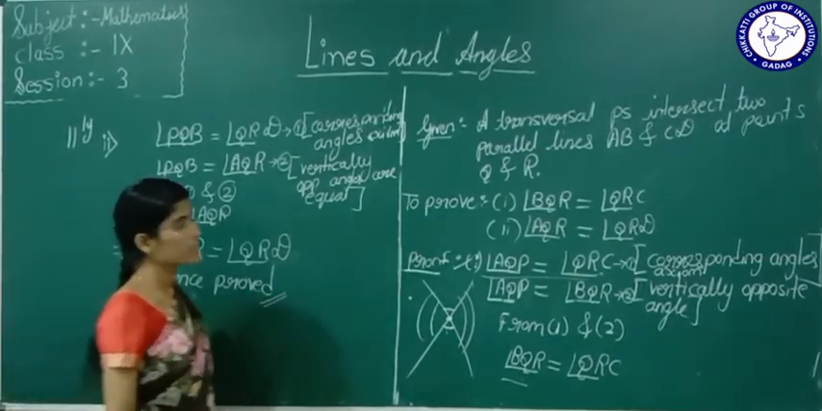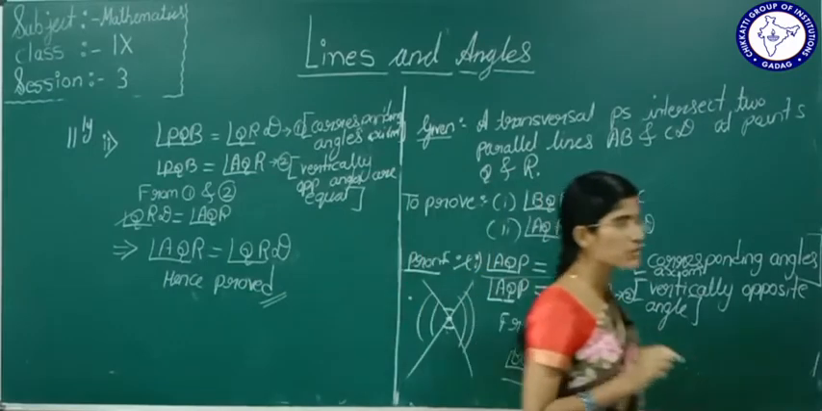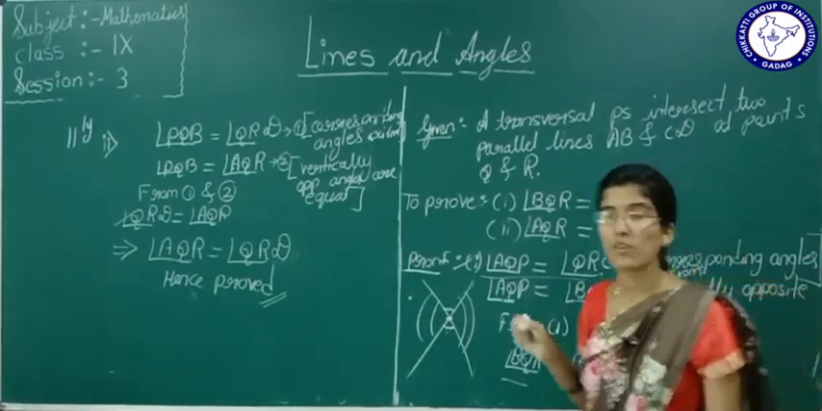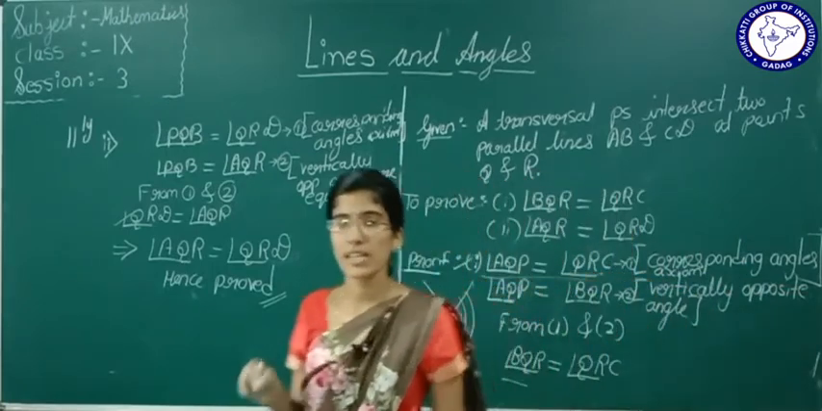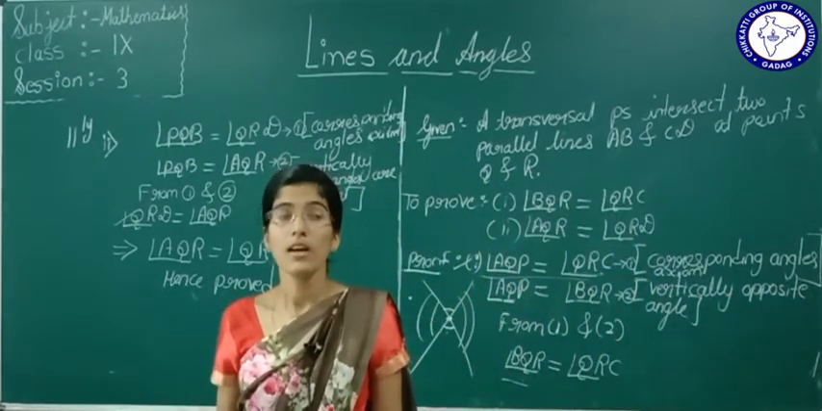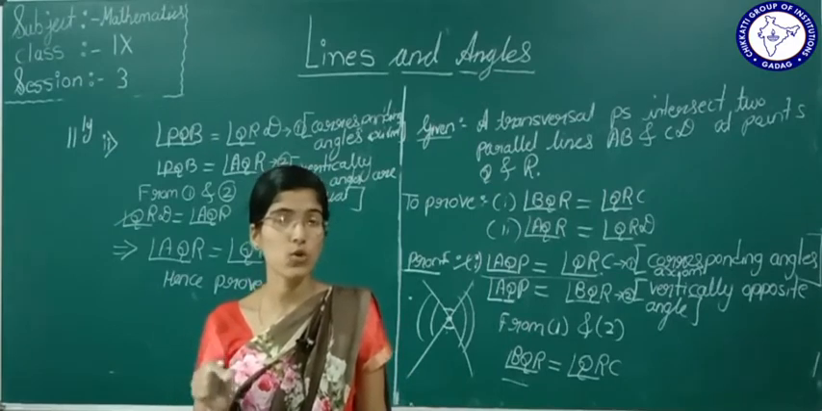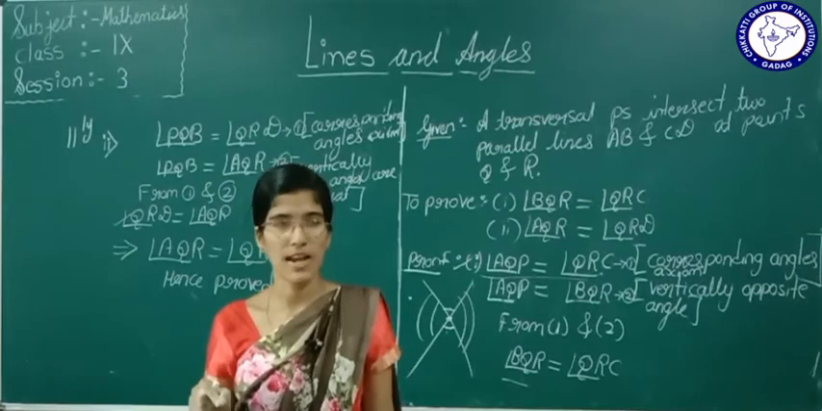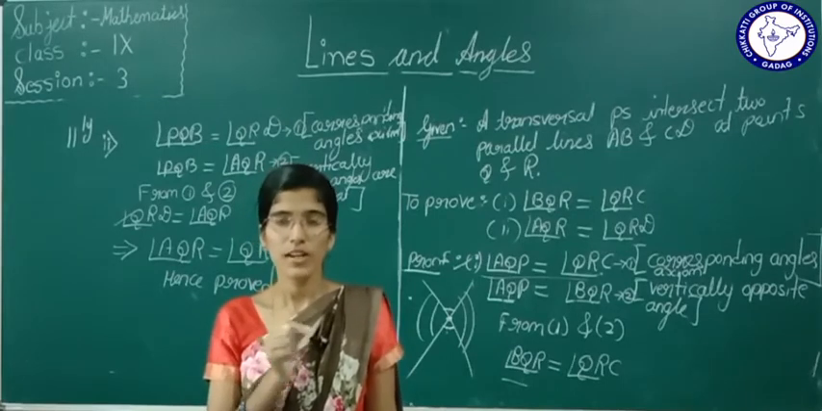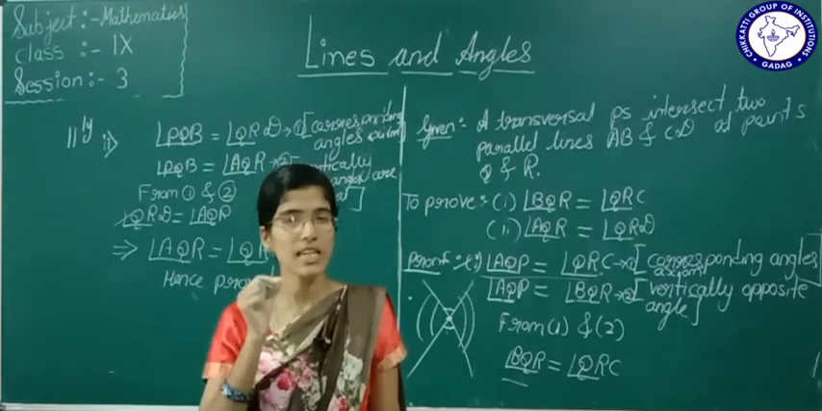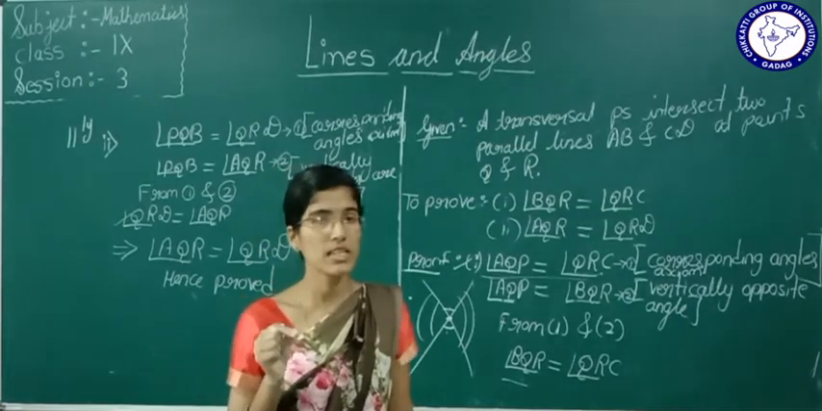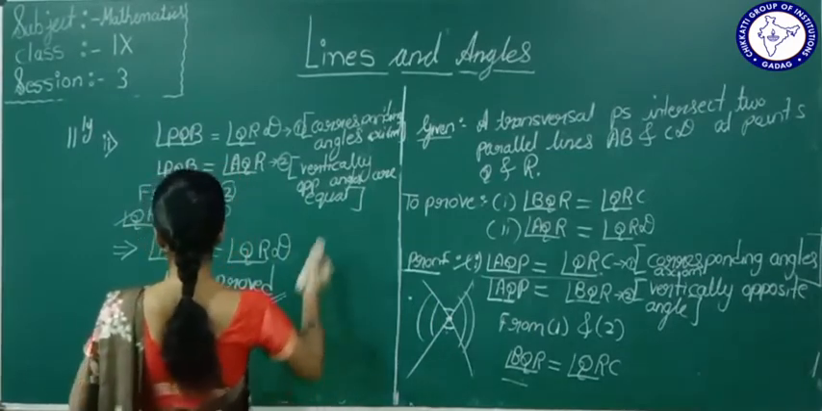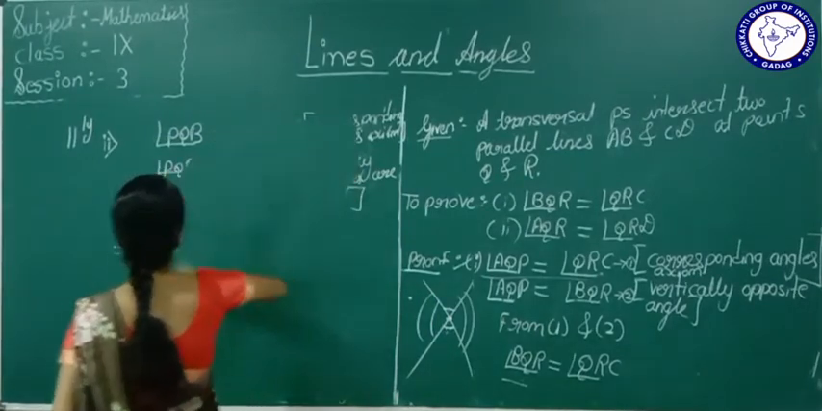Okay. What was the theorem? If a transversal intersects two parallel lines, then each pair of alternate interior angles are equal. Otherwise you can say, if a transversal intersects two parallel lines, then alternate angles are equal. I told you that if I just say alternate angles, it is nothing but alternate interior angles. Okay. So now we will see the converse of this theorem.